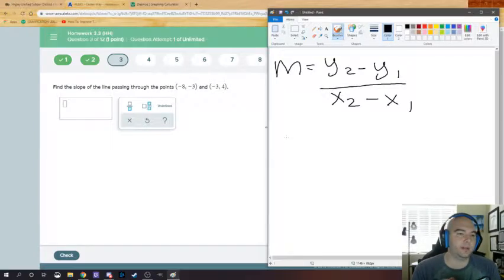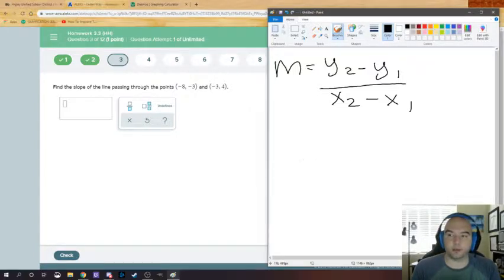Now here's my advice: normally you should label these. Under the 8, negative 8, I'd put x1, and then under the negative 3, after the 8, I'd put y1, and then for the second set, I'd put an x2 and y2. That way it really helps you label stuff.